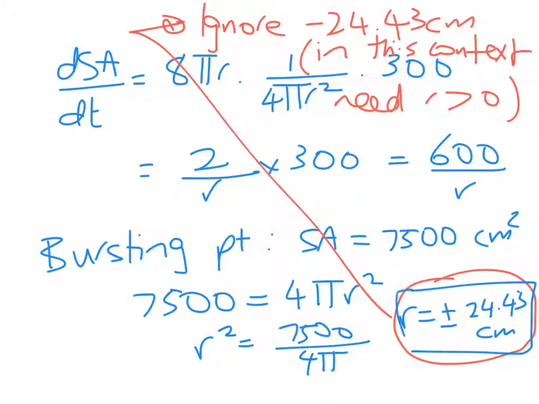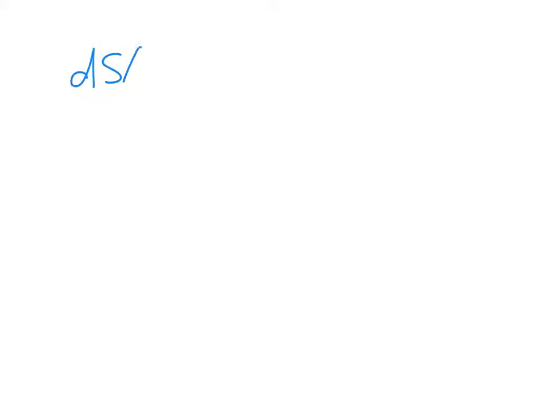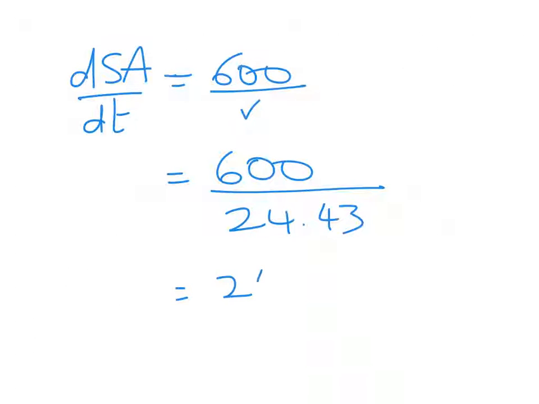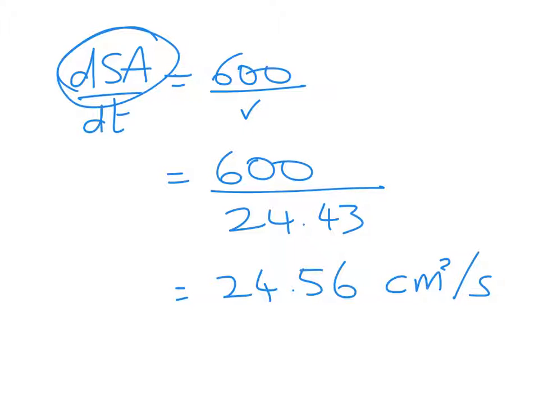So I haven't quite finished. That's my radius where the balloon's going to burst, and I need to substitute that into my expression for the rate of change of surface area. I'll do that on the last slide, but most of you probably aren't going to bother watching it. Anyway, here it is. dSA by dt is equal to 600 over r, which is 600 over 24.43, or 24.56, and my unit here is going to be squared centimetres per second because I'm working with surface area.